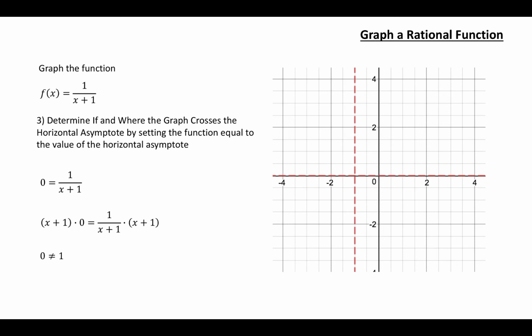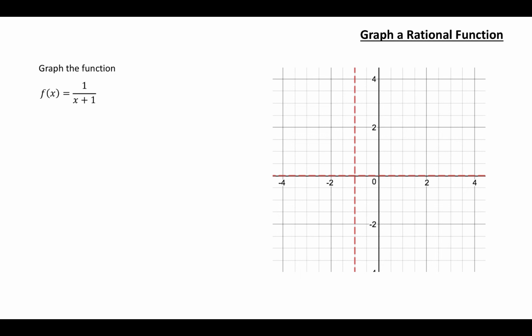But 0 is not equal to 1. So this indicates to us that there is no value that we could substitute for x that would result in a value of 0 for this function. So therefore, the graph does not cross the horizontal asymptote. Now we will plot some points.